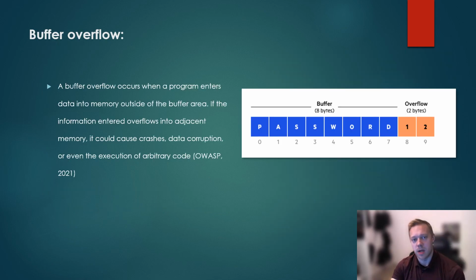Next, we're going to talk about some common exploits and attacks that we see within cyberspace that are important to be familiar with. The first is the buffer overflow. A buffer overflow occurs when a program enters data into memory outside of a buffer area. As we can see within our picture here, we have our buffer space, and then sometimes it will write data past that space. If the information entered overflows into adjacent memory, it can cause crashes, data corruption, or even execution of arbitrary code, which is really what an attacker would be after. So basically, you write too much data, it overflows a buffer, moves into adjacent memory, and sometimes will allow you to execute code this way.